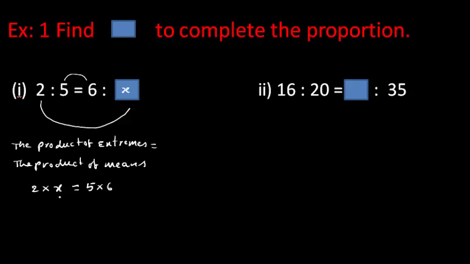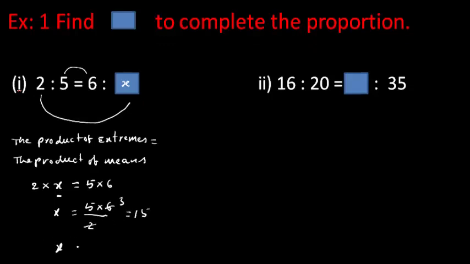Now we find out the X value. X equal to 5 into 6 divided by 2. 2 divides 6 in 3 times. 5 3s are 15. Here X equal to 15.